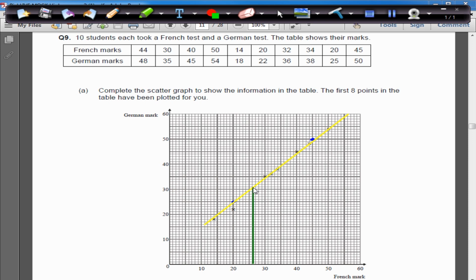Now we're going to go across. What did you get for yours, Idris? 30. Okay, I'm roughly there. I've got 31. So anything between 30, 31, 32, or 29, in that region will be sufficient for our answer. So that is going to give us question D, part 1.